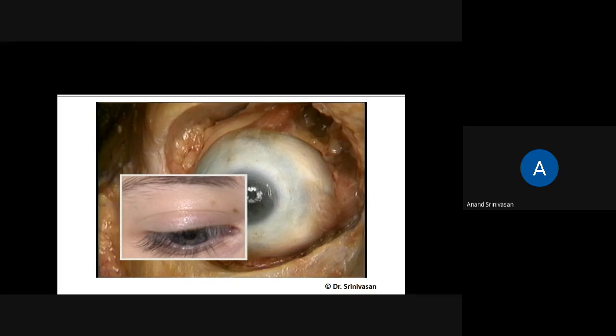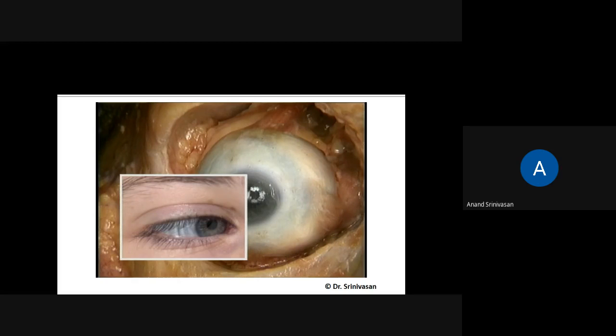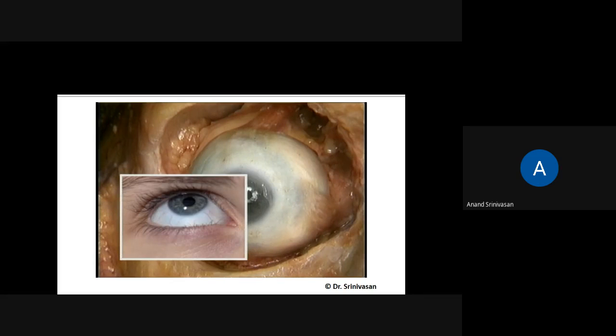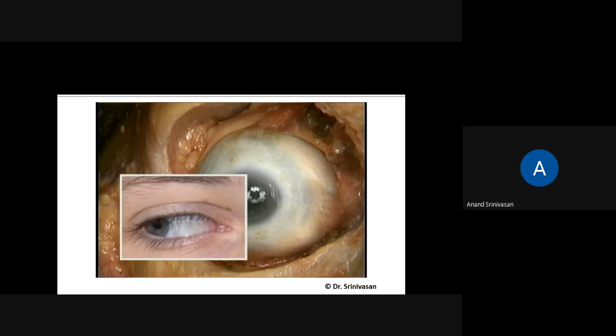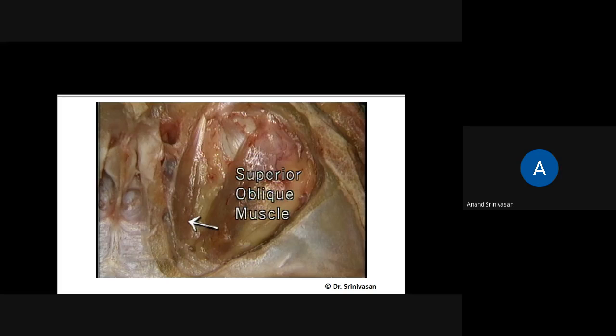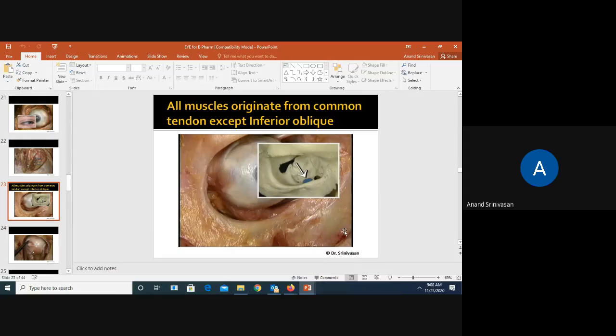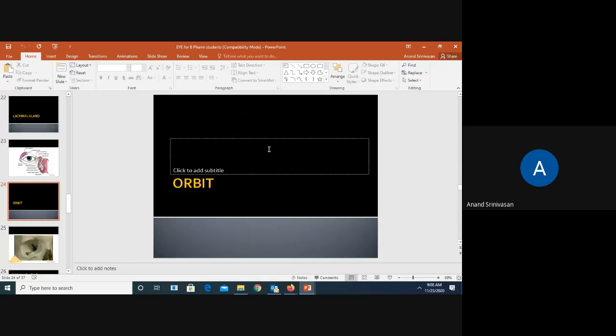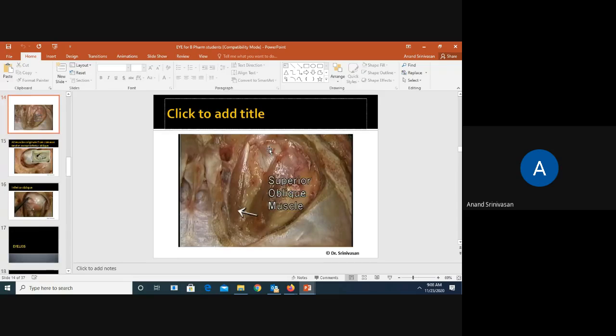Now the person looks down. Which muscle is contracting? The inferior rectus. And now medially, which muscle? The medial rectus. So these are the different muscles and their actions: superior rectus, lateral rectus, inferior rectus, medial rectus. Now the other muscles. Let me come back here.